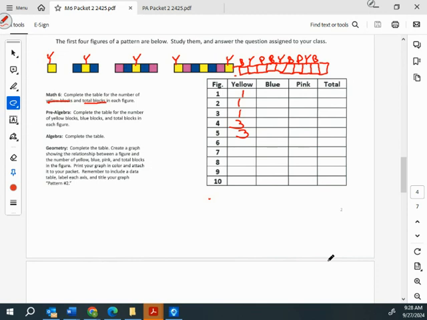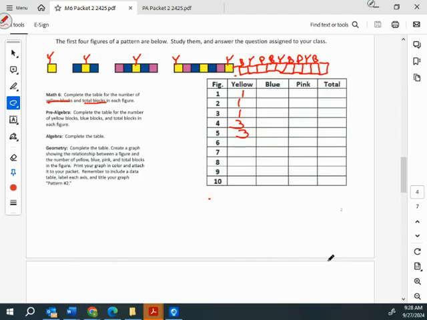And then I'm going to come to figure 7. What color am I adding on to figure 7? Adeline? Yeah, I'm back to adding on some yellow. So for figure 7, how many yellow will there be? You're going to complete that pattern. I'm not putting everything on the board because you have to be writing it.